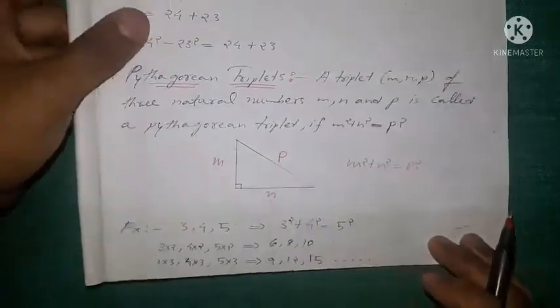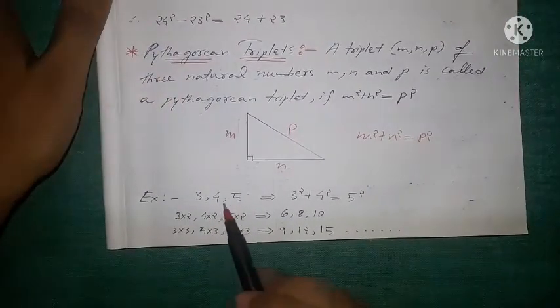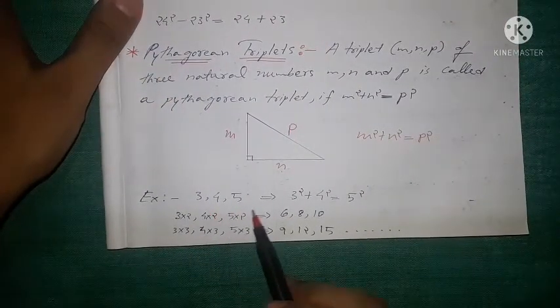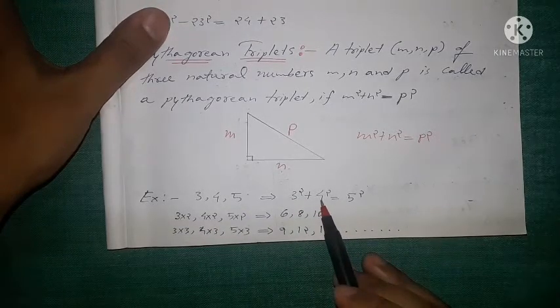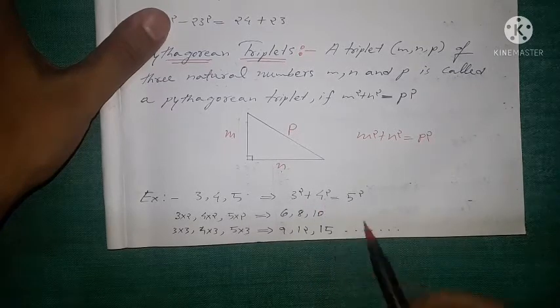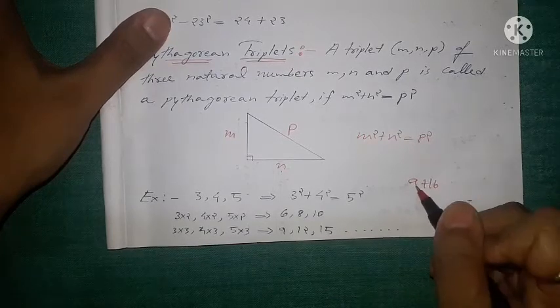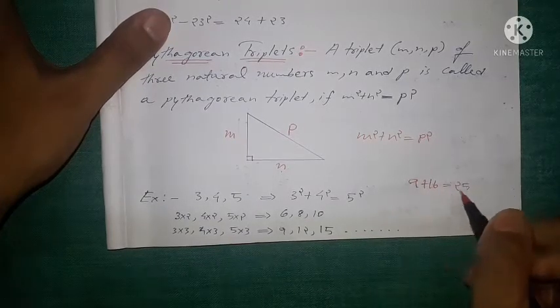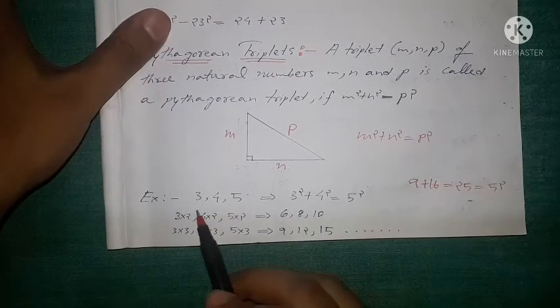The most common Pythagorean triplet is 3, 4, 5. As we can see here, because 3 square plus 4 square is equal to 5 square. So 3 square is 9, plus 4 square is 16. So it gives 9 plus 16 is 25, which is actually 5 square. So therefore, this is the most common Pythagorean triplet.